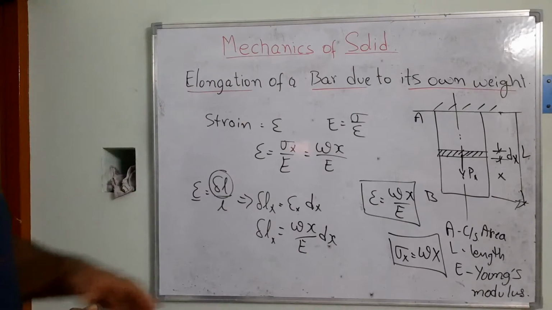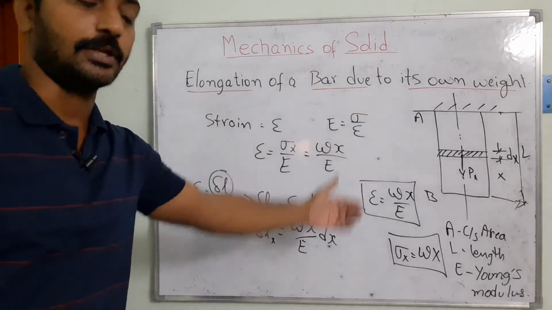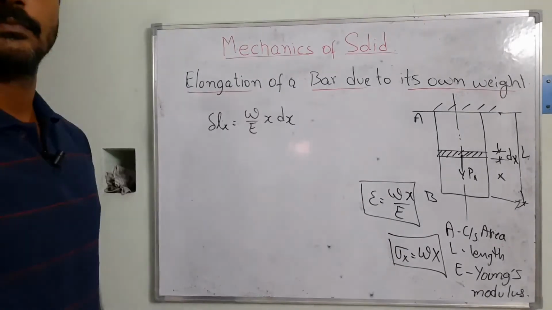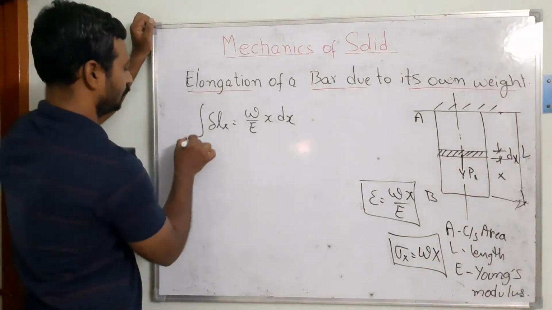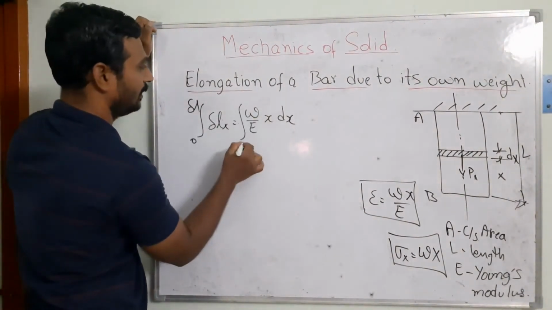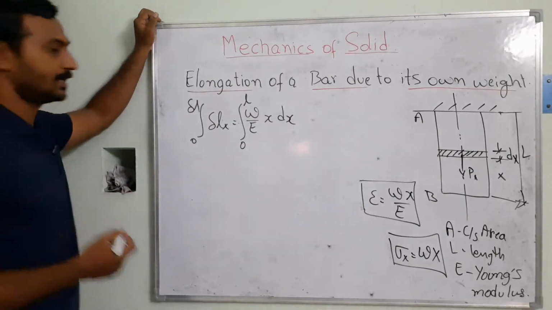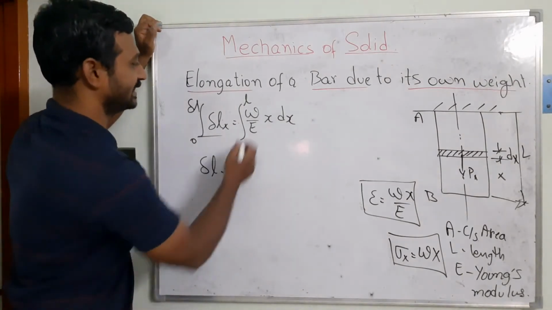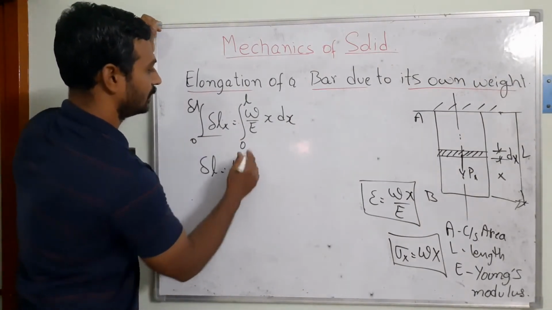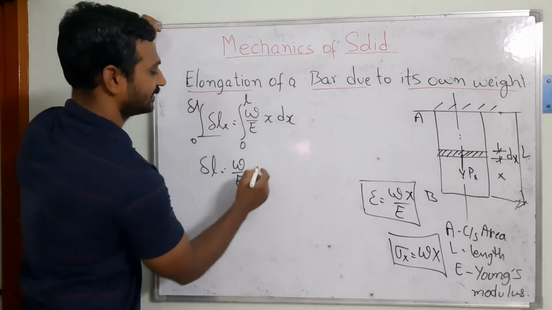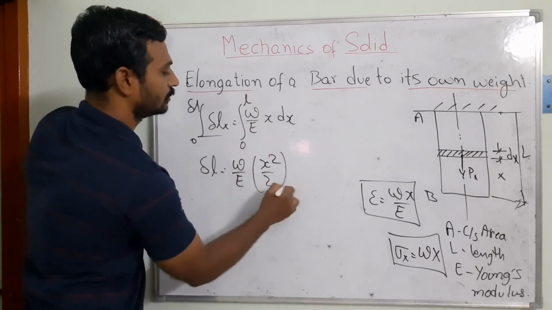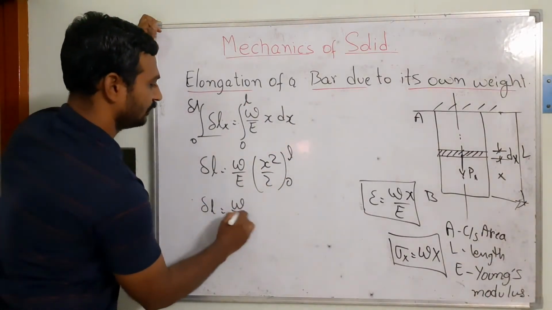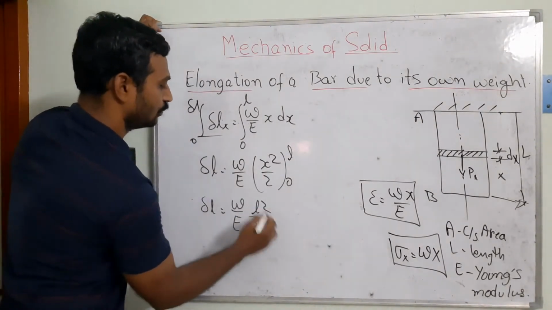Suppose we want the same equation for the total elongation, how are we going to take it? I am going to take the integration of that system, from 0 to del L on one side and 0 to L on the other. From this I get the total elongation of this bar due to self weight, equal to the constant parameters times the integration from 0 to L of x dx, which is x squared by 2, from 0 to L. Further simplification, del L is equal to specific weight by E into L squared by 2.